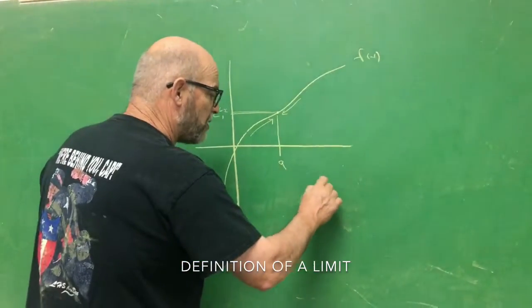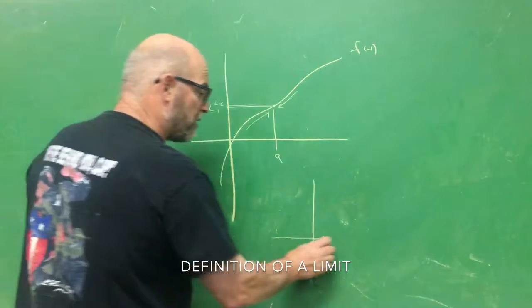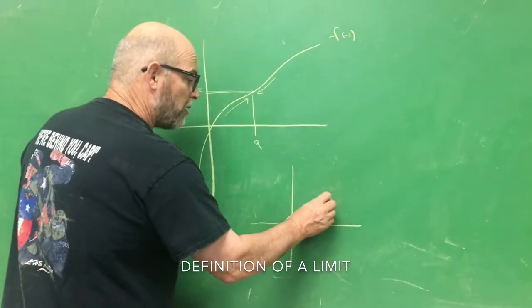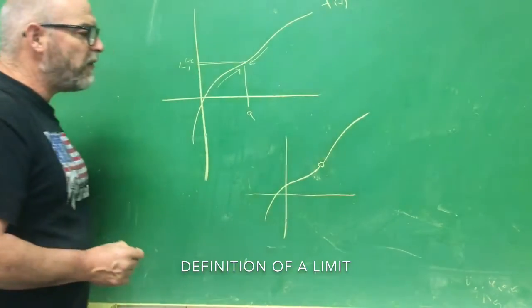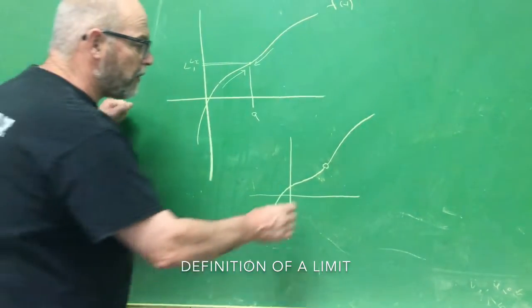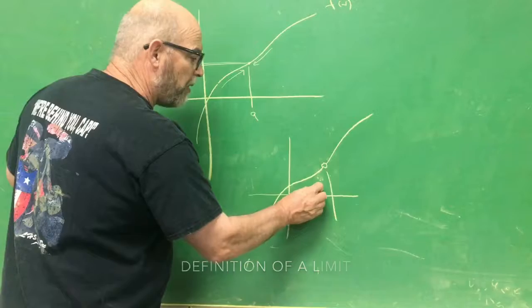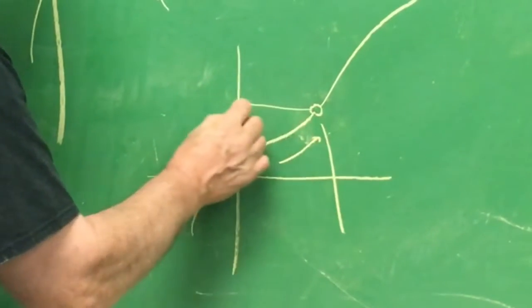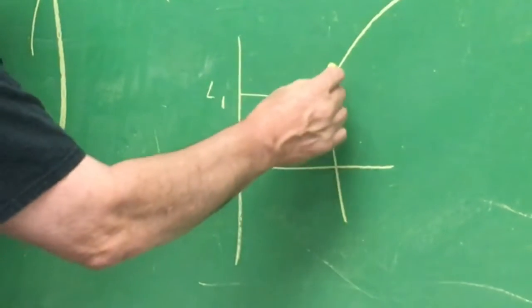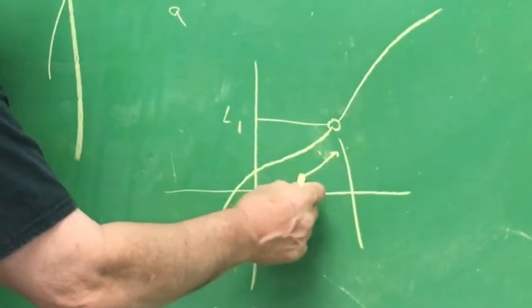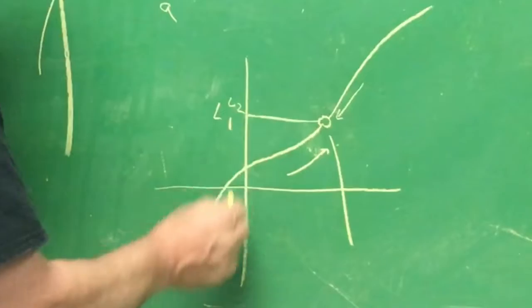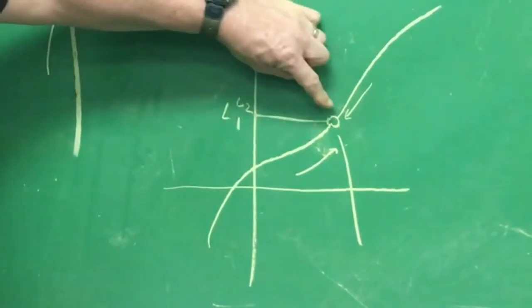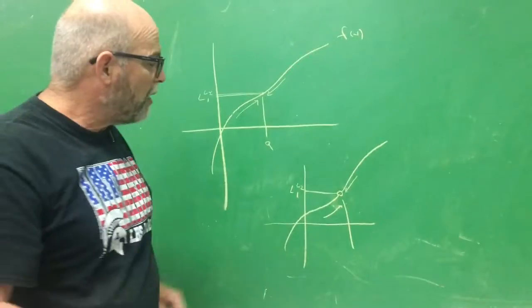So there are some functions where this doesn't work. Here is a function that has no value at a. As I sneak up on the left, I'm sneaking up to this guy. If I sneak up from the right, it is sneaking up to the same guy. So notice that the limit could exist even if the point doesn't exist.